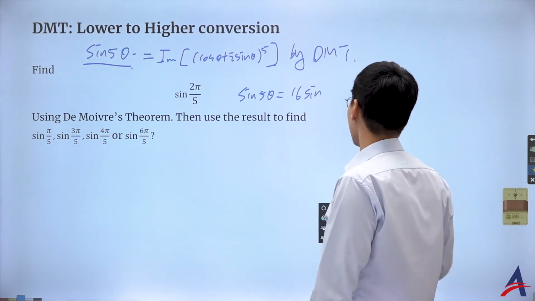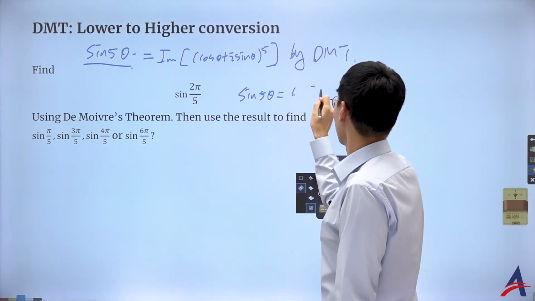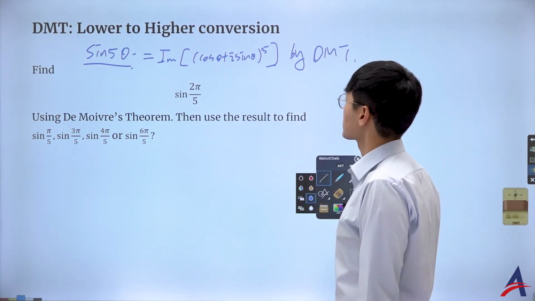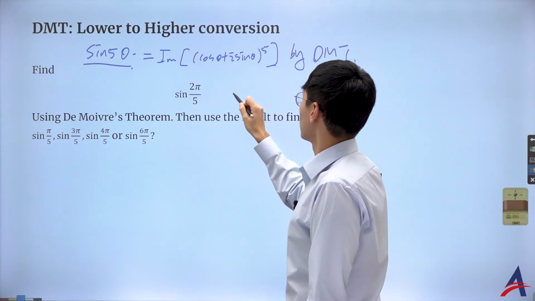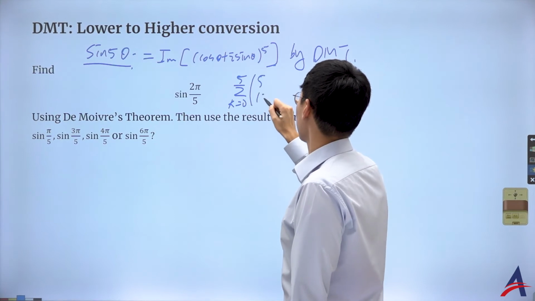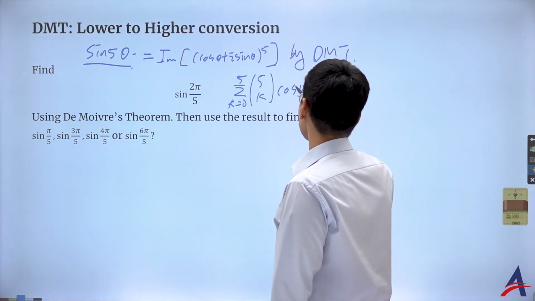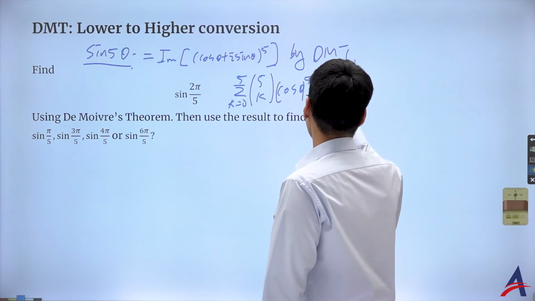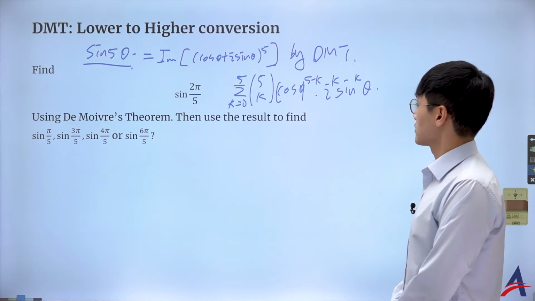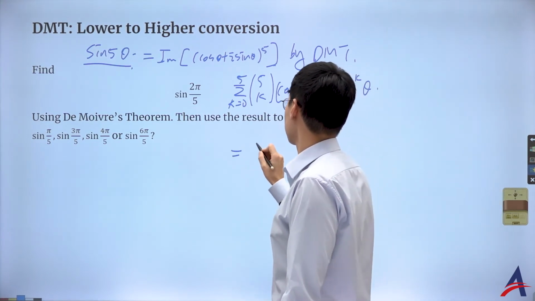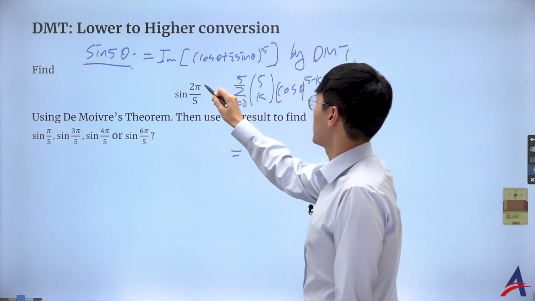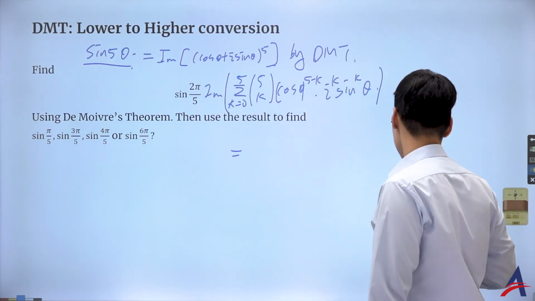Well, you know what? Let's do it together. This is a revision video, so why not? I'm going to let this be degree 5, so it's going to be the sum from k equal to 0 to 5 of 5 choose k, cosine theta to the power 5 minus k, i to the power of k, sine k theta, right? So for that one, I want to get the imaginary part only.